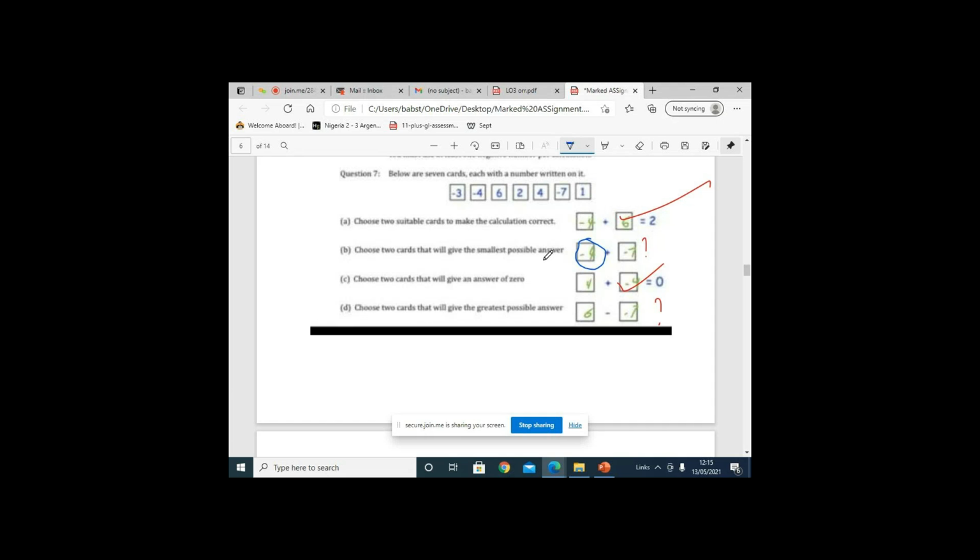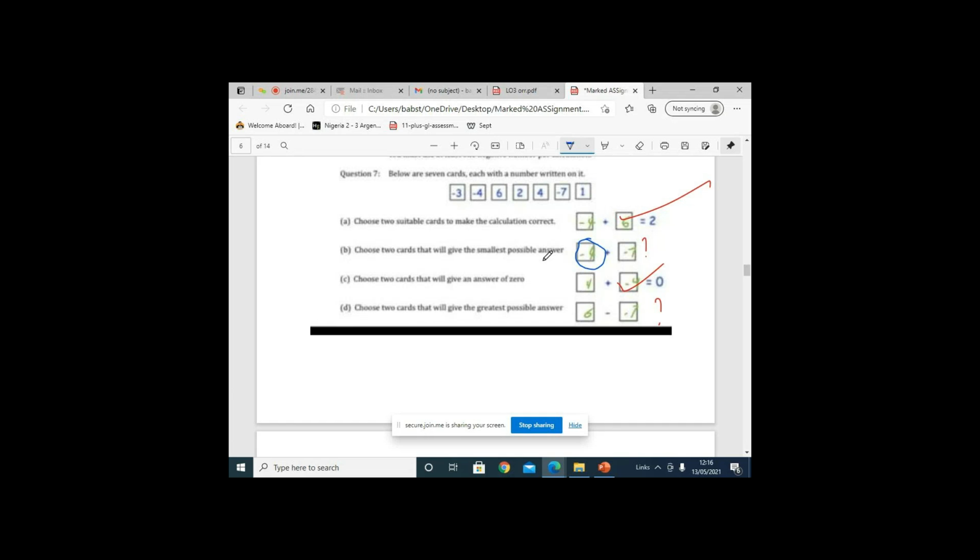So there's -4 and there's -7. So you can say -4 -7. Okay. So -4 -7 will give you the smallest number. -4 -7 will give you -11. So that's the smallest number out of all of them. Choose 2 cards that will give 0. It's going to be -4 plus 4.